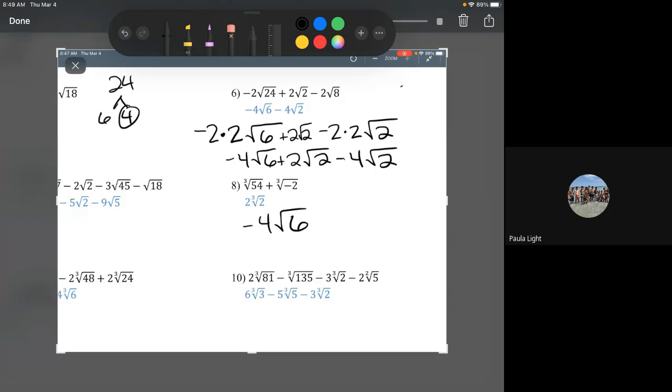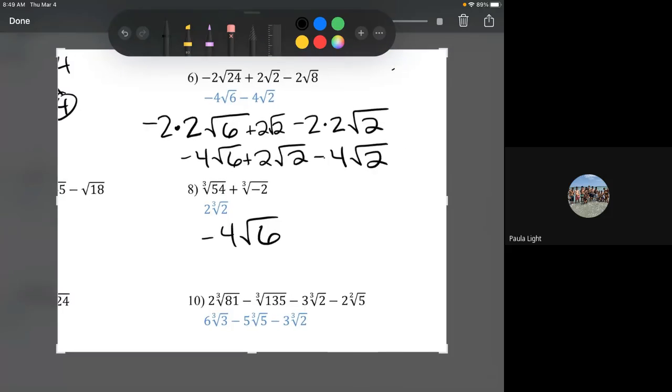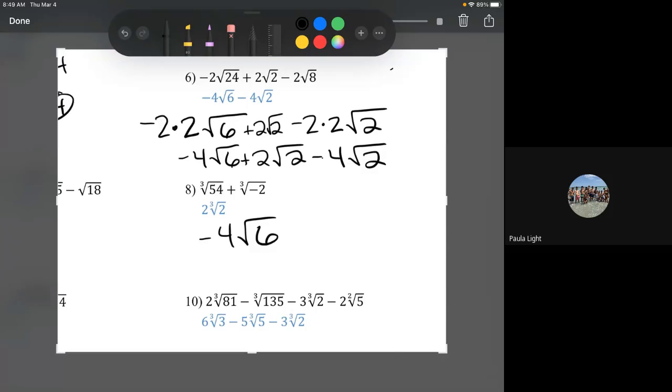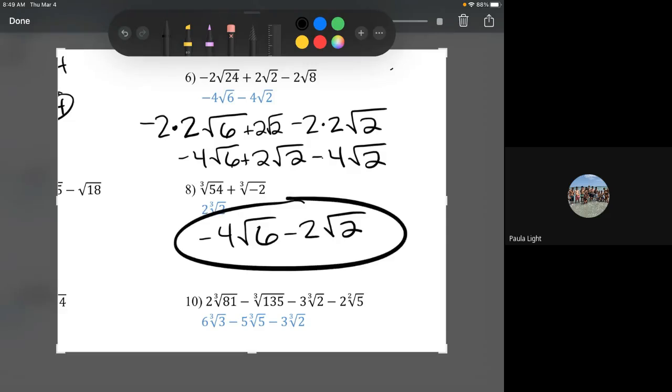Do you guys see their answer right here? Oh, that's wrong. Right. That'd be -2. Right here. This is a -4 and a -2. This should be a -2. Wow. Boy, they keep us on our toes. -2 radical 2. There you go. This is the correct answer for number 6, not what they have.